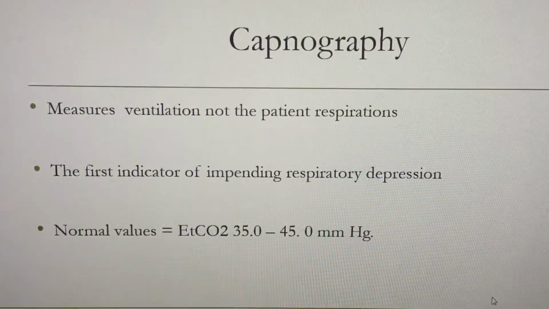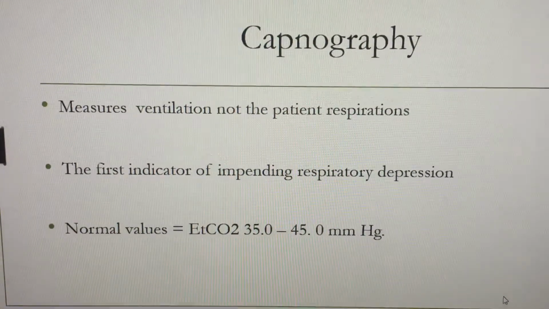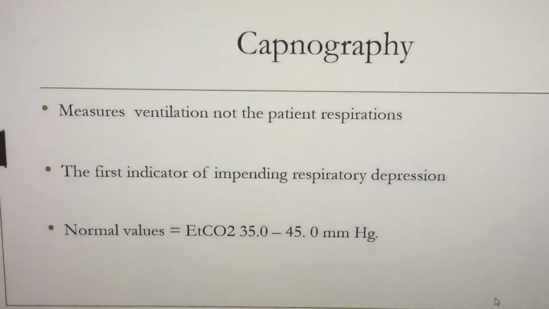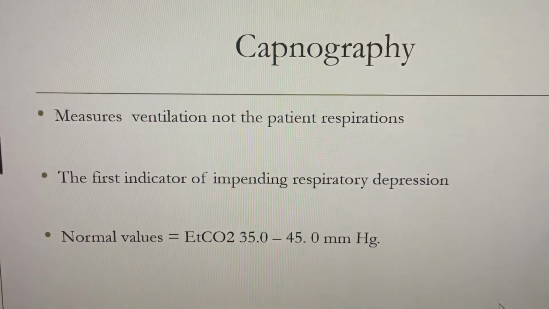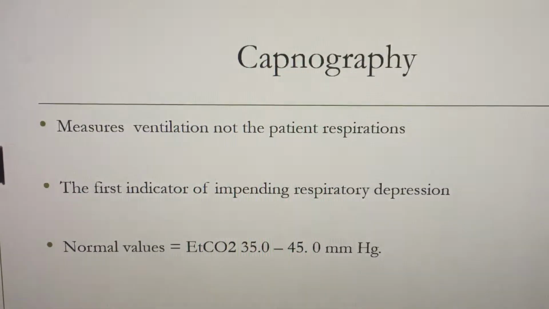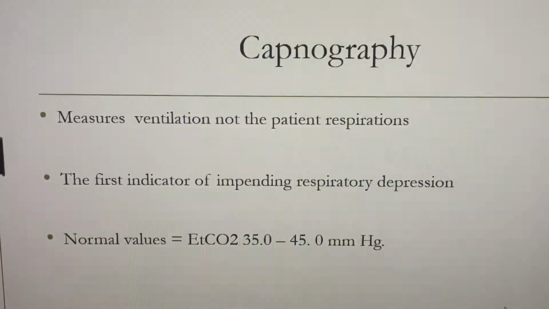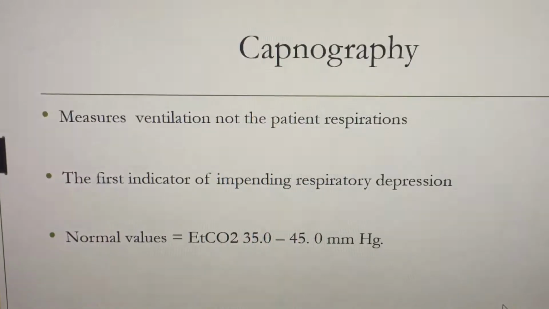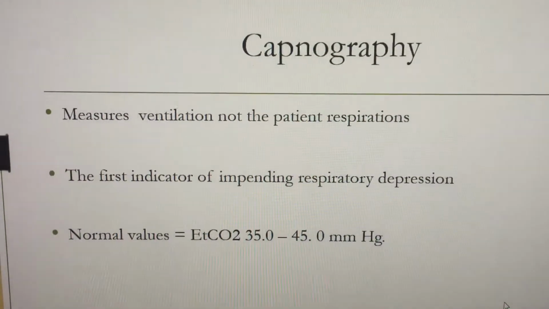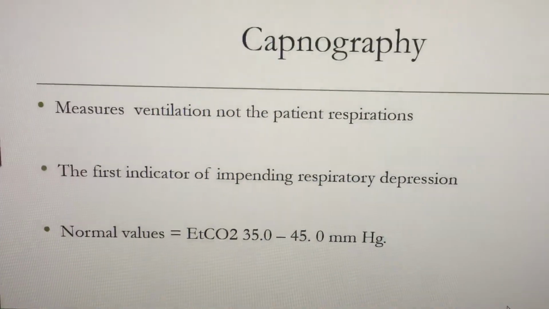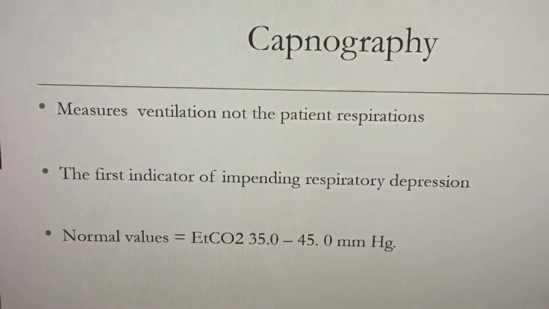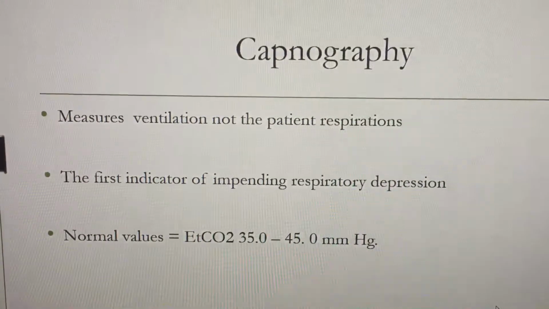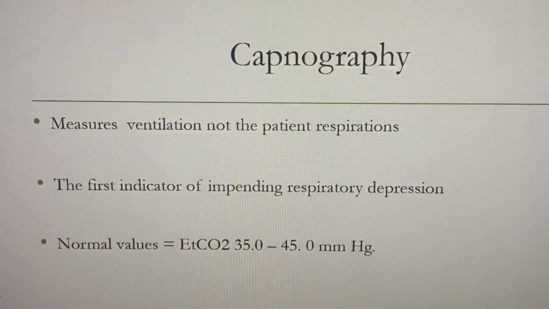Capnography. Capnography measures ventilation, not the patient's respirations. This is another good tool used in PACU to assess the patient's status. The first indicator we use is capnography for impending respiratory depression. We do not rely on pulse ox anymore. The normal value for end-tidal CO2 is 35 to 45 millimeters of mercury.